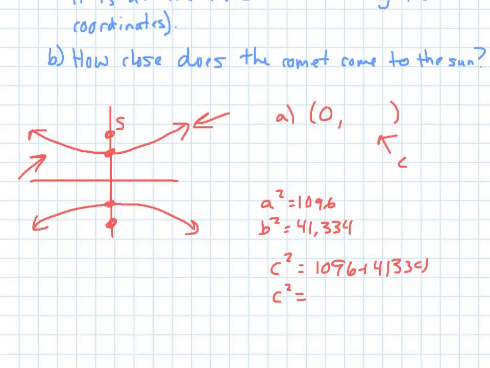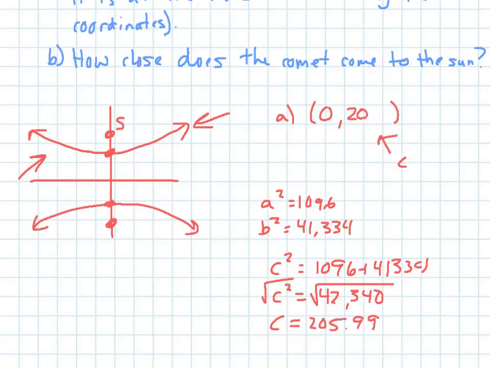That gives you 42,340. And then square rooting, that gives you 205.99. So then that would be our coordinates. Okay? So that would be the coordinates of the sun on this if the center of the hyperbola is at 0, 0.